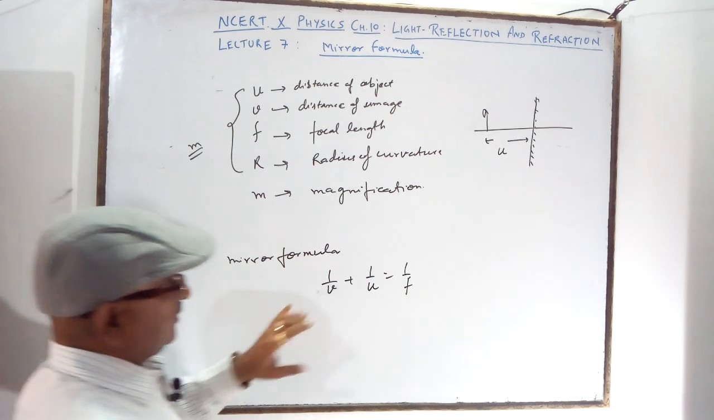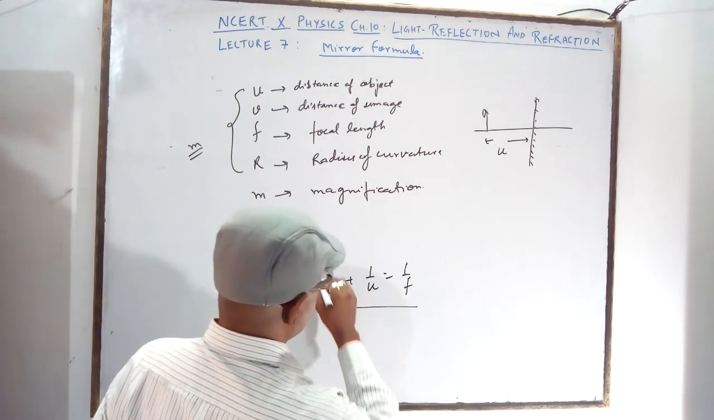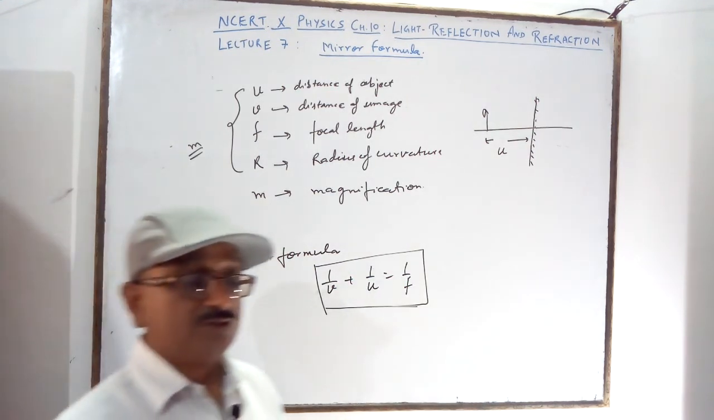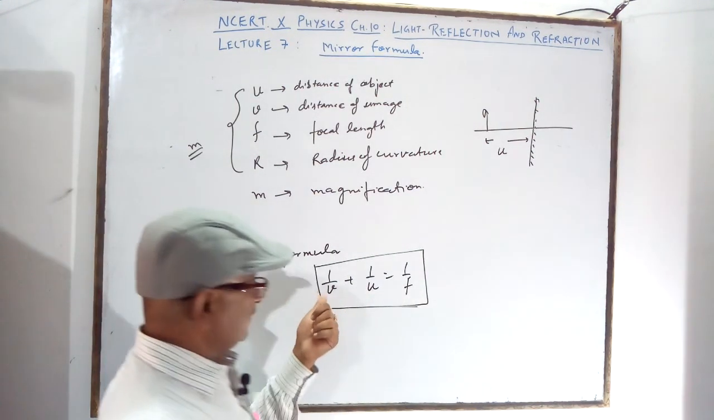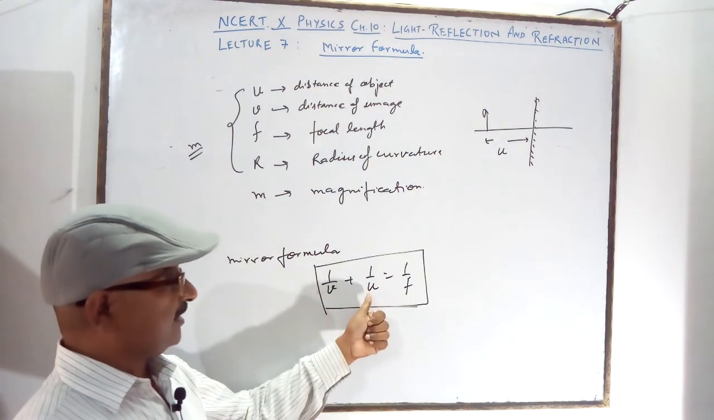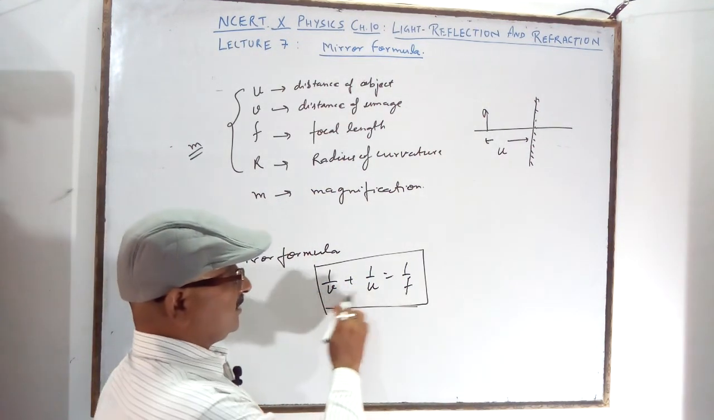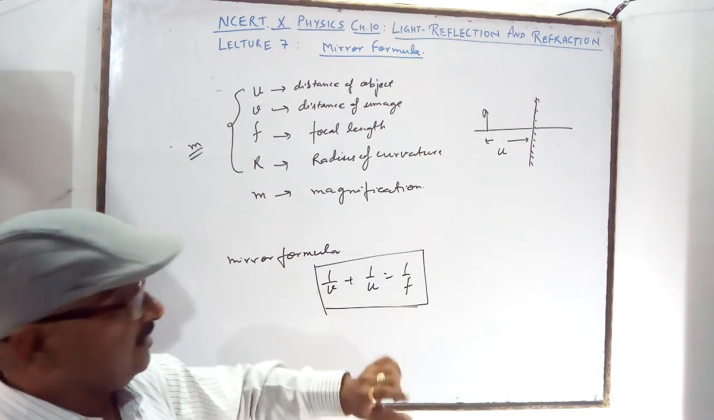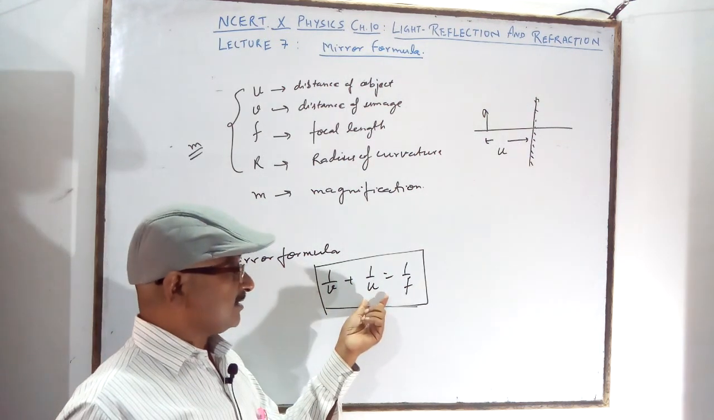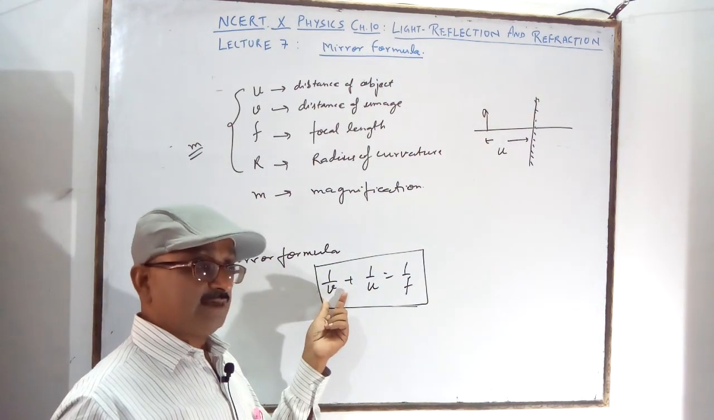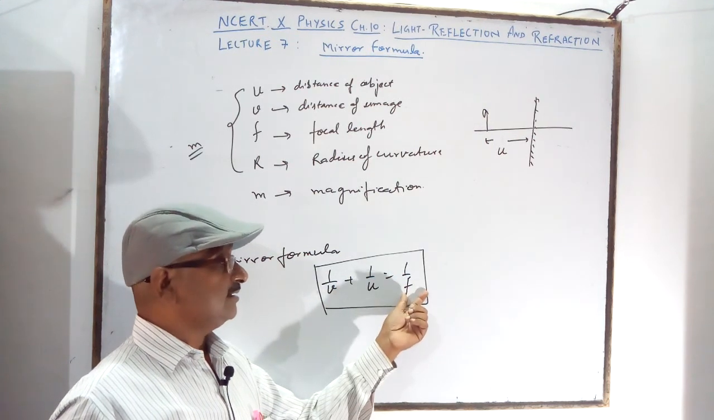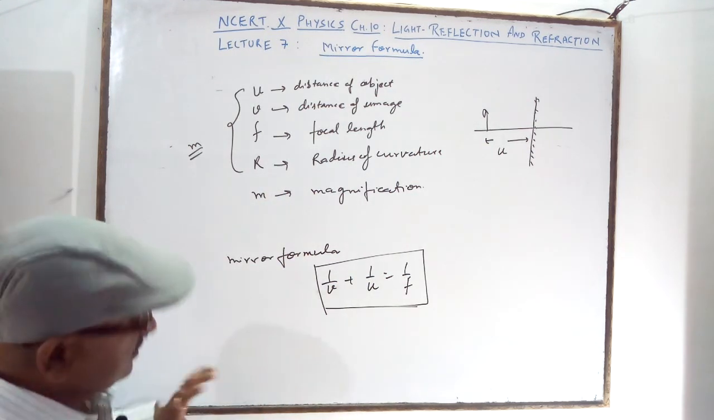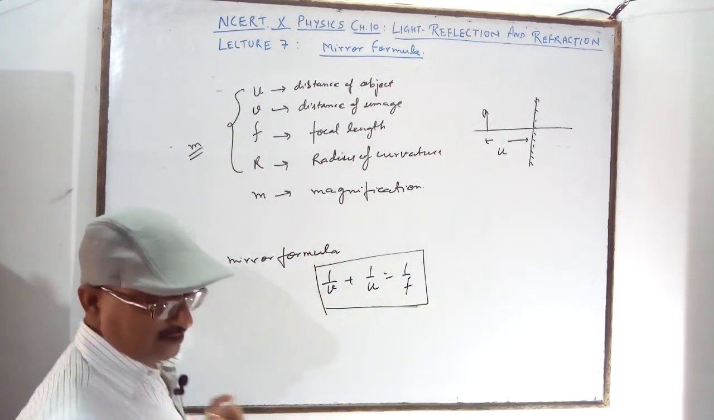It is a very important formula which you use to calculate the nature of the image, because if you know V and F, you can get U. Out of 3 unknown quantities, V, U and F, you can find any one. If your question asks to find the distance of the object, the distance of the image, or the focal length of the mirror, any 2 will be given in the numerical part.